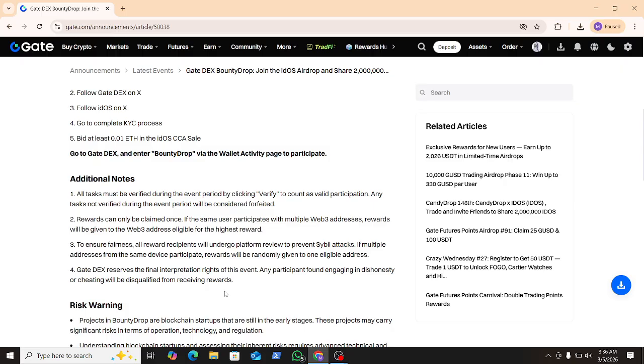To ensure fairness, all reward recipients will undergo platform review to prevent sybil attacks. If multiple addresses from the same device participate, the reward will be randomly given to one eligible address. Number 4. Gate DEX reserves the final interpretation right of this event. Any participants found engaging in dishonesty or cheating will be disqualified from receiving rewards.